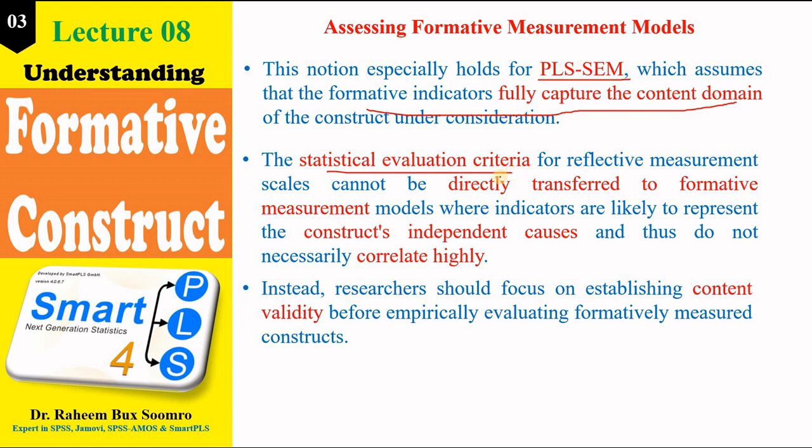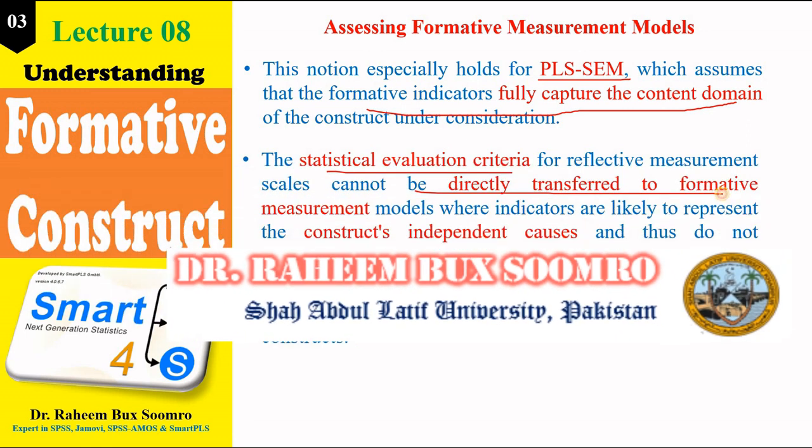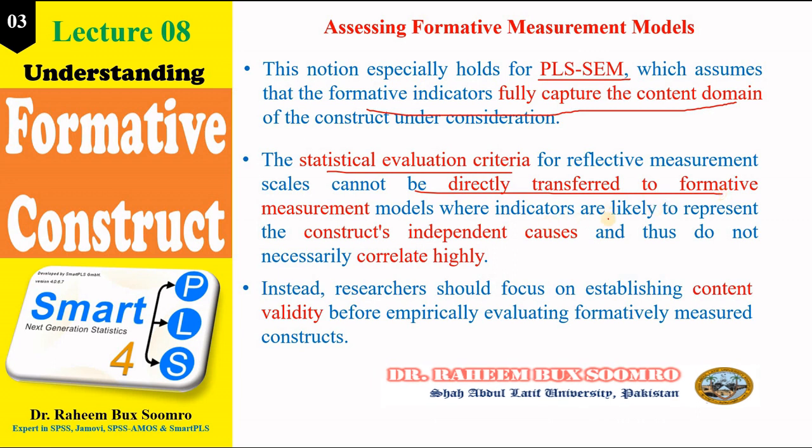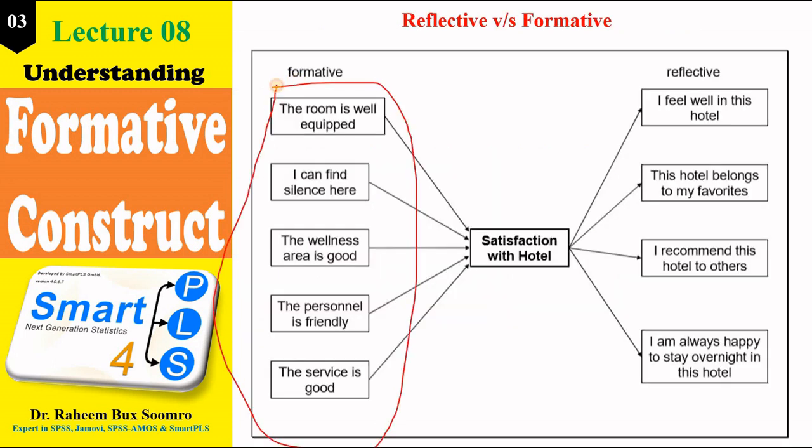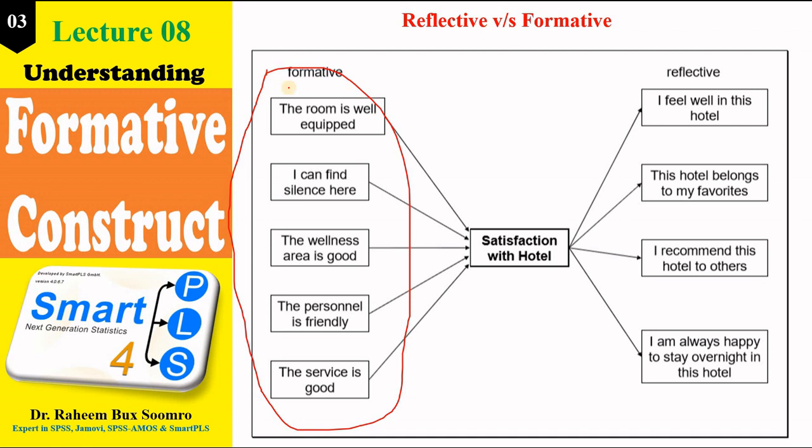Statistical evaluation criteria for the reflective measurement model cannot be directly transferred to the formative measurement model, where the indicators are likely to represent the construct's independent causes and thus do not necessarily positively correlate. So it's not necessary that there should be a positive or high correlation. In this case, all the items are measuring different things, so it's not necessary that there should be a positive correlation between these items. This is a formative construct, which means that these 5 items completely measure the satisfaction with the hotel.